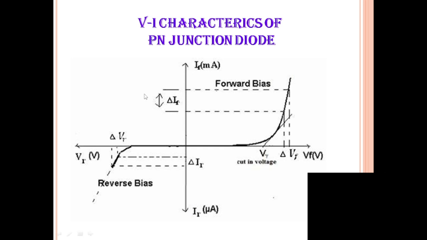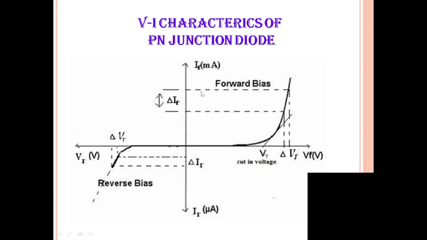So this is the VI characteristics of the PN junction diode. Normally, on the x-axis we consider the voltage, and on the y-axis the current. Here on the right-hand side, the forward voltage is denoted by VF and the forward current is denoted as IF. The forward voltage unit is volts and the forward current unit is milliamps. Similarly, the reverse current unit is microamps and the reverse voltage unit is volts.